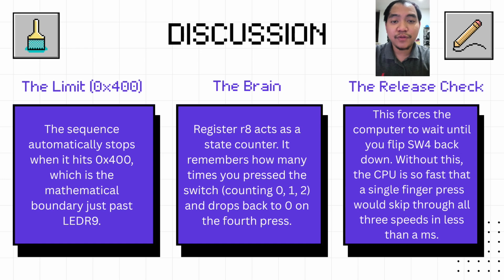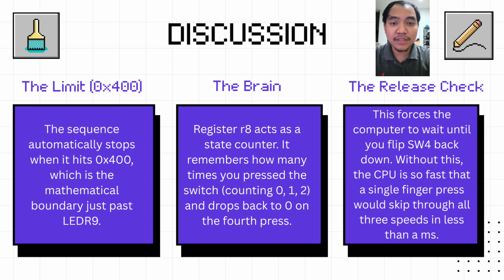After each press of switch 4, the value of R8 increases by 1. But since the program only has 3 modes, once R8 reaches 3, it will reset back to 0. This is how the program cycles through the 3 speed modes repeatedly.